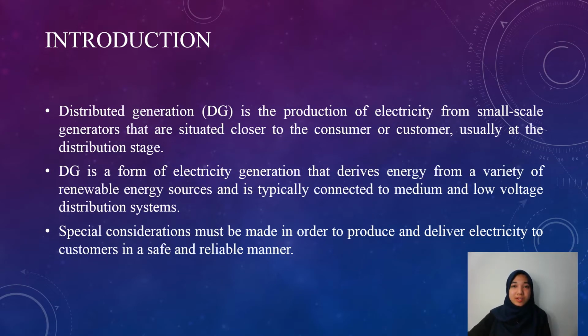Distributed generation, DG, is the production of electricity from small-scale generators that are situated closer to the consumer, usually at the distribution stage. DG is a form of electricity generation that derives energy from a variety of renewable energy sources, and it is typically connected to medium and low voltage distribution systems. Special consideration must be made in order to produce and deliver electricity to customers in a safe and reliable manner.